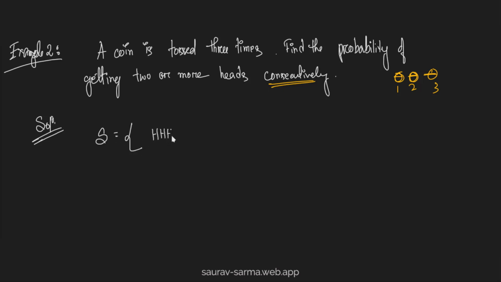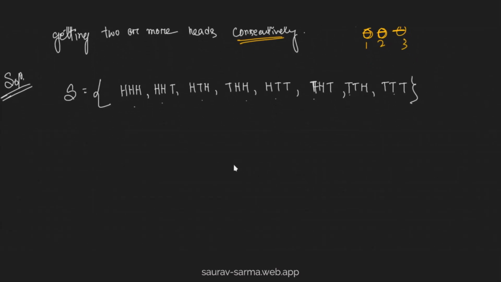Head tail head, tail, tail head tail, and yes, so then tail head tail, then tail head and tail. 1 2 3 4 5 6 7 and 8, right? Two outcomes, three repetitions, so 2 cube is 8.